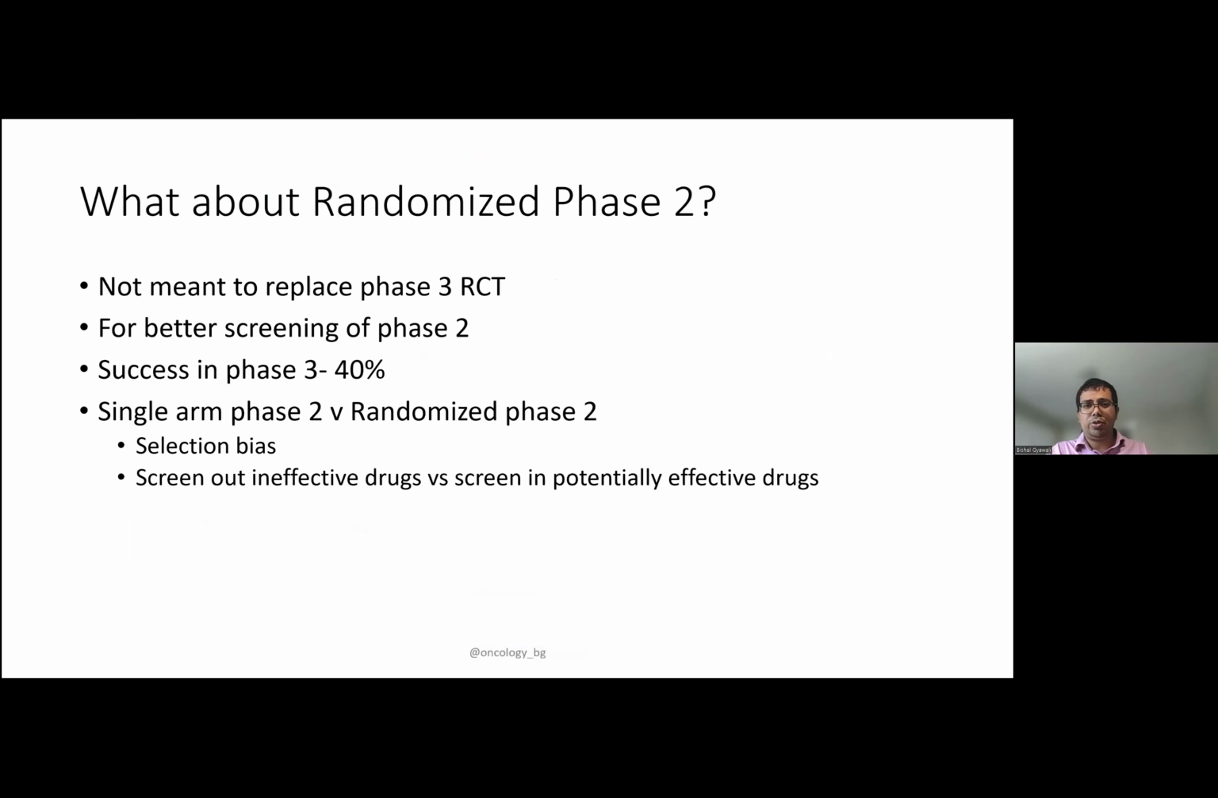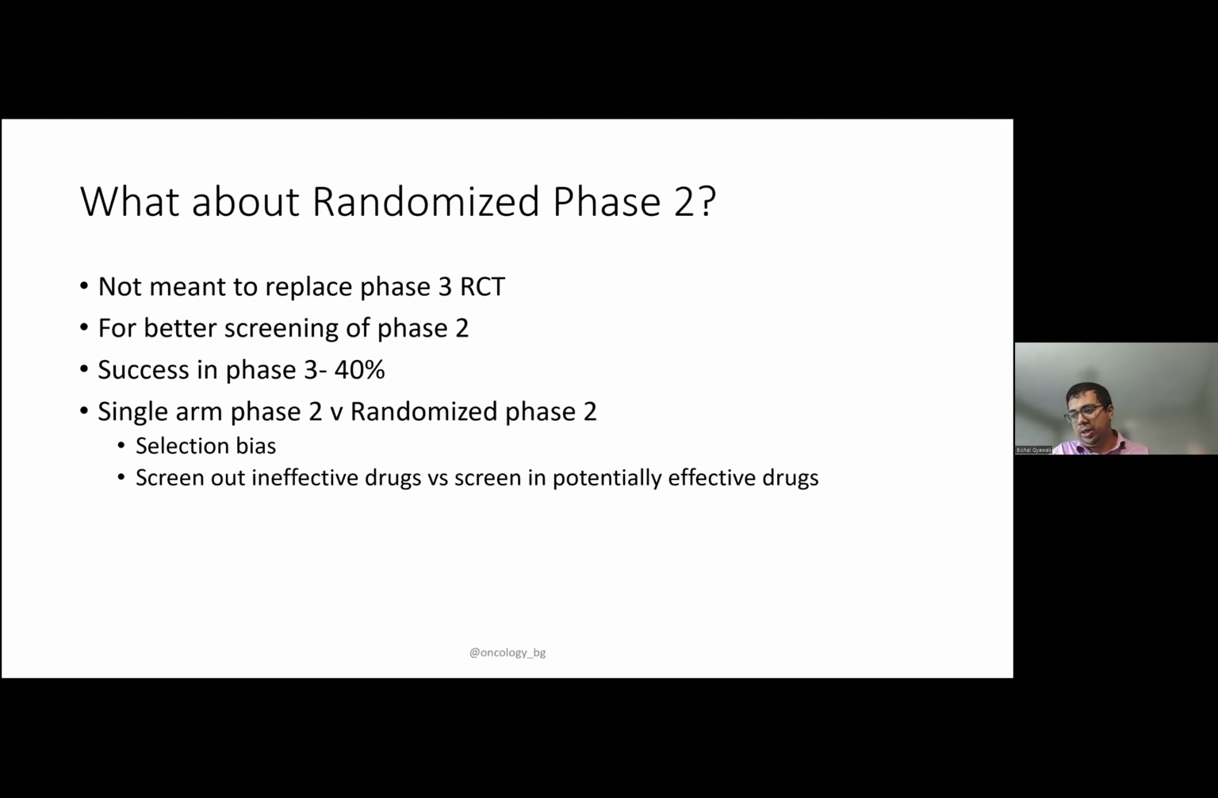What about randomized phase 2? Because you will see this more often nowadays. Usually when we say phase 2, this is a single arm phase 2, but nowadays people are coming up and doing more and more randomized phase 2. I would argue that randomized phase 2 is actually an improvement over single arm phase 2. But again, randomized phase 2 is not meant to replace a randomized phase 3 trial. Randomized phase 2 is better than single arm phase 2 because it provides a better screening of phase 2.